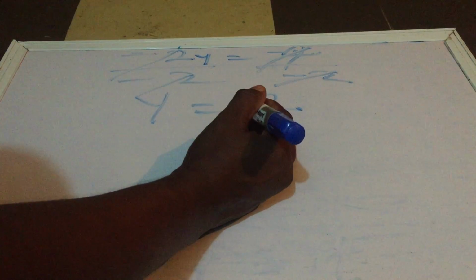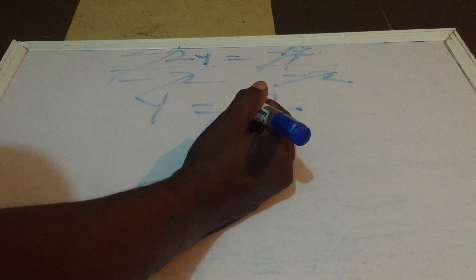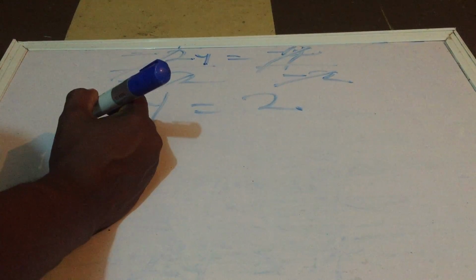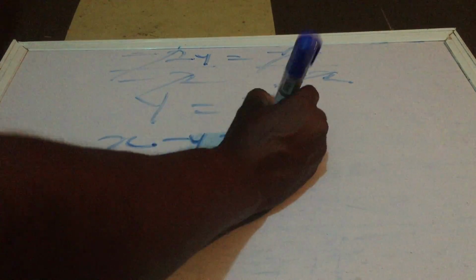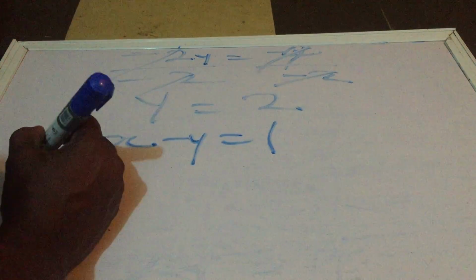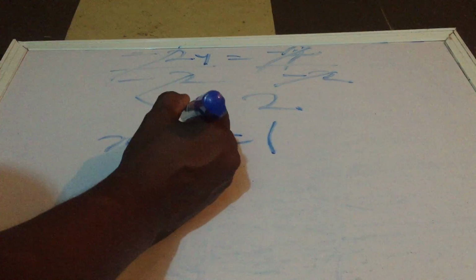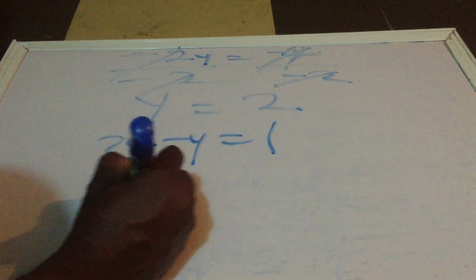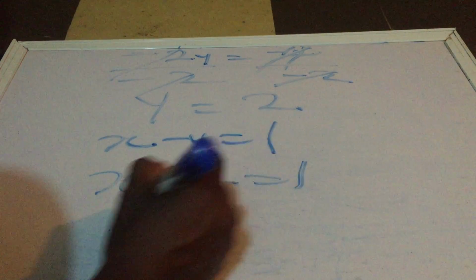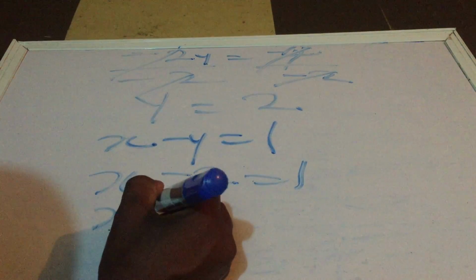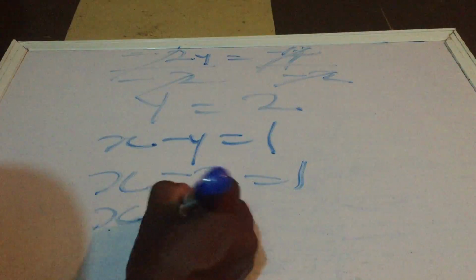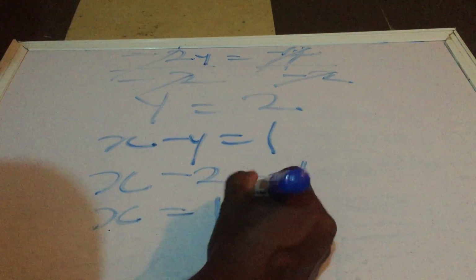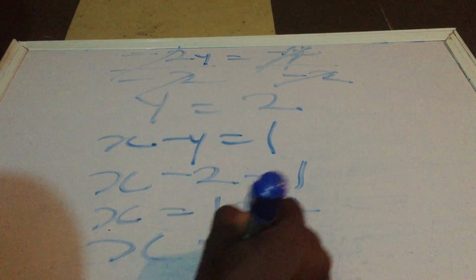Now, having found y is equal to 2, it is very easy for us to provide the solution. So let's use equation 2, which says x minus y is equal to 1. Then we put y to be 2. So x minus 2 is equal to 1. Then x is equal to 1 plus 2. x is equal to 3.